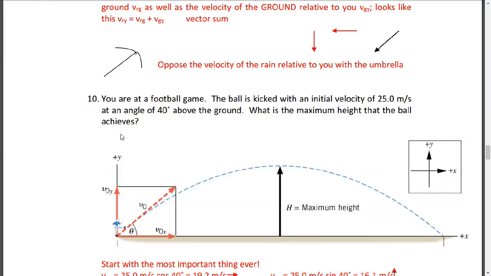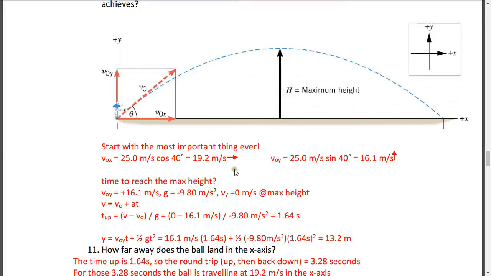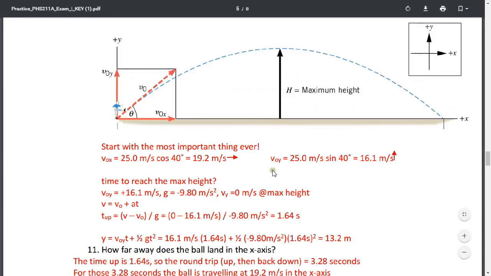If I plug that number, 25 meters per second, into any equation right now, I will get the wrong answer and I will make the person who grades the exam insane. So I'm not going to do that to that poor guy. I'm going to get rid of that 25 right away.